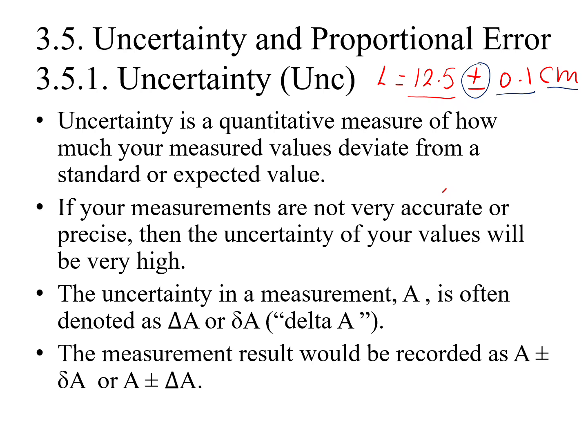The uncertainty of a measurement depends on the instrument that you are using. To indicate the uncertainty, if you are making a measurement of A, then the uncertainty is indicated using delta A. And if your measurement is not so accurate, then the uncertainty of the value will be higher.